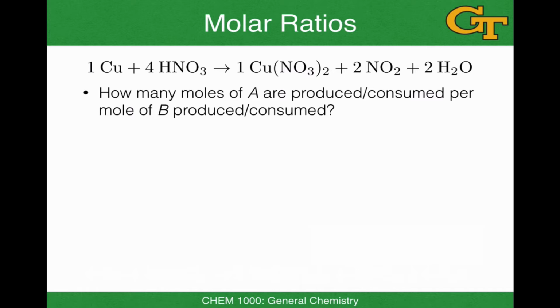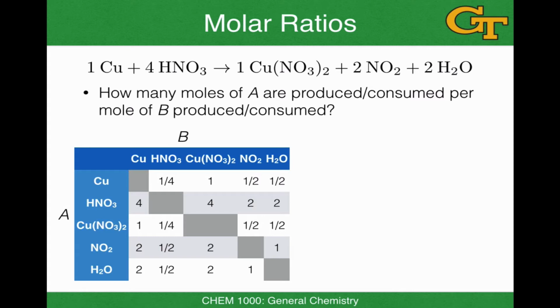And a molar ratio answers the question, how many moles of a species A are produced or consumed per mole of another species B produced or consumed? And these species A and B could both be reactants. We could, for example, be thinking about copper and nitric acid and their molar ratio. Or they could be, for example, one reactant and one product. So we could also talk about the molar ratio of copper to copper nitrate, or the molar ratio of copper to NO2. These different types of molar ratios have different purposes, but the general idea behind a molar ratio is that it allows us to convert from moles of one substance to moles of another substance that's either formed or consumed in the course of a reaction.